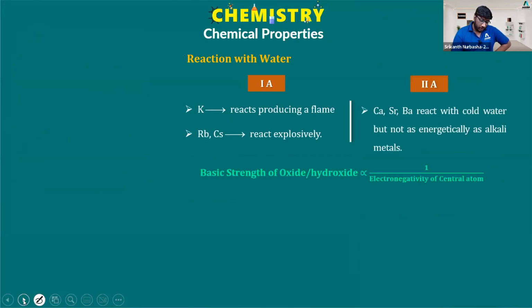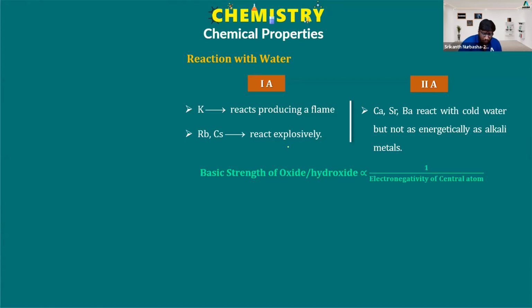Reaction with water: if you think of potassium, it reacts with water producing a flame. Rubidium and cesium react explosively. Calcium, strontium, and barium react with cold water, but not as energetically as alkali metals. Why? Alkali metals have the lowest ionization potentials. Because of low ionization potentials, they can immediately react with water, because of that conversion of cesium to cesium plus.